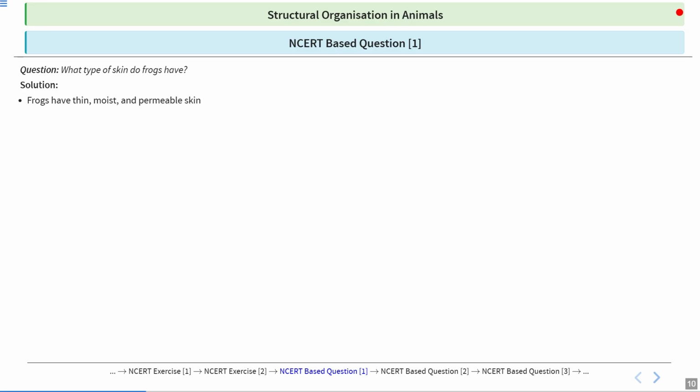Frogs have thin, moist and permeable skin. Very important. A frog's skin is very thin and it is always moist because some glands secrete mucus to make it always moist when it is present on the land.